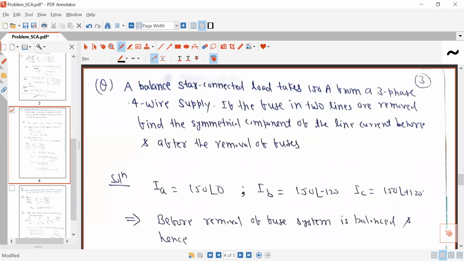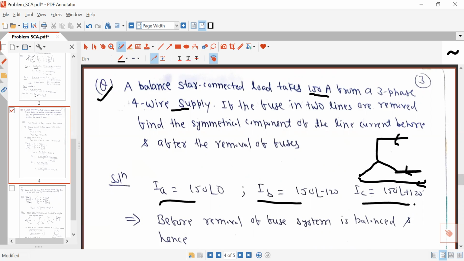Now let us consider the third question. The third question is: a balanced star connected load takes 150 ampere from a three-phase 4-wire supply. This is a balanced three-phase star connected system, and it takes a balanced current of magnitude 150. Since it is balanced, the angle of one phase will be 0, the other phase will be minus 120, and the third phase will be plus 120. So this is the expression for phase current for a balanced three-phase system. And this is a three-phase 4-wire system, meaning the neutral is also available here.